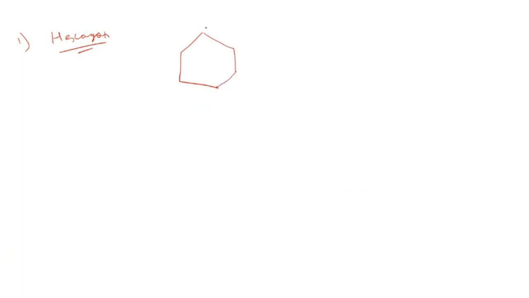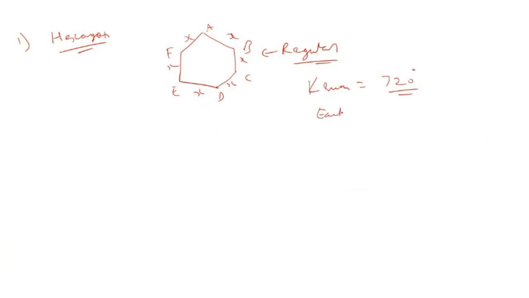And let's start our discussion with a regular hexagon. So basically all sides are equal. Now if I find the total angle sum, it is 6 minus 2 into 180, which is 4 into 180, which is 720 degrees for a hexagon. Each angle would be 720 by 6, which is 120 degrees. So each angle of a regular hexagon is 120 degrees.